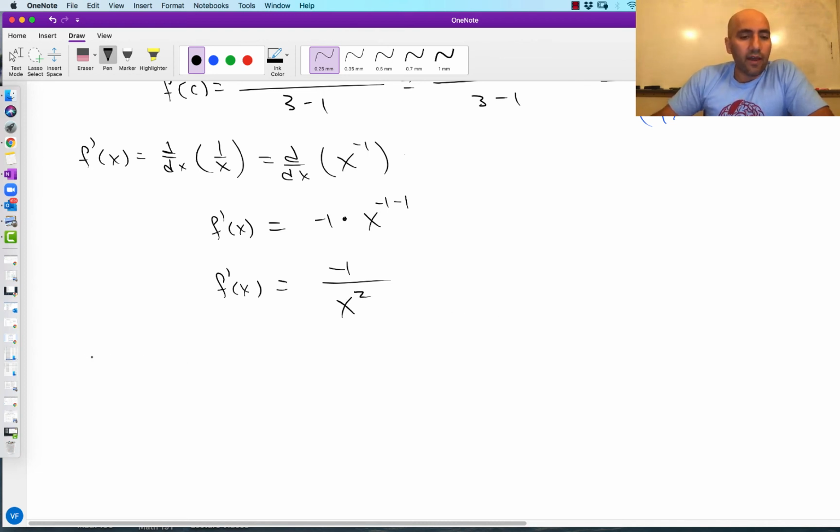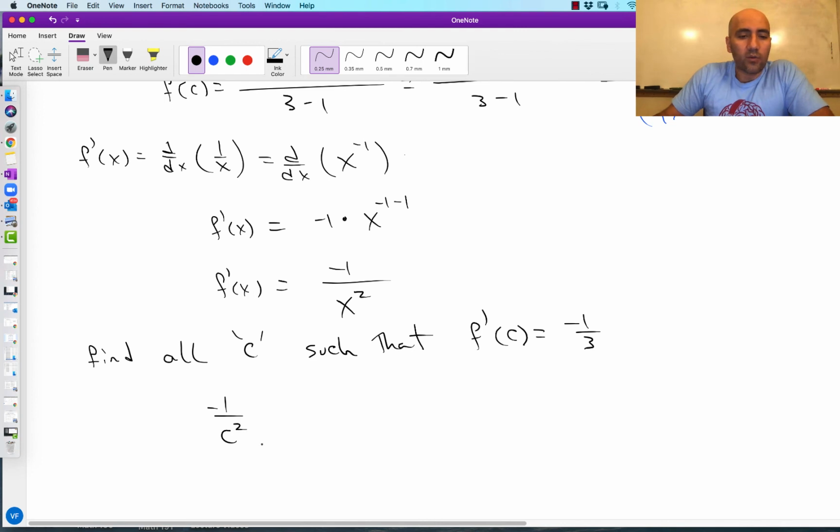Okay, so find all c values such that f prime of c equals negative 1/3. So that means that negative 1 over c squared, that's what f prime of c is, replacing x with c, must be equal to negative 1/3. So multiplying and solving for this, we get c squared must be equal to, well, 3, right? Kind of cross multiply, cancel out the ones, we get this. And so that must mean that c equals plus or minus root 3.